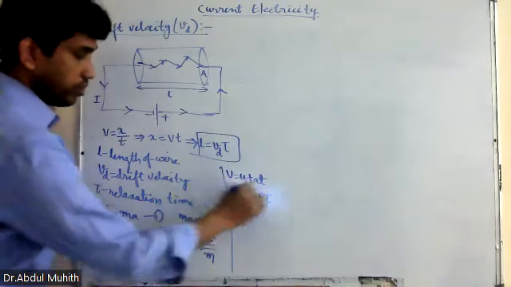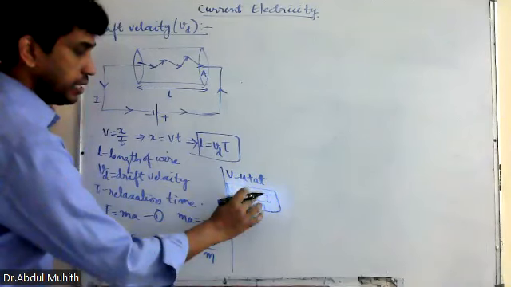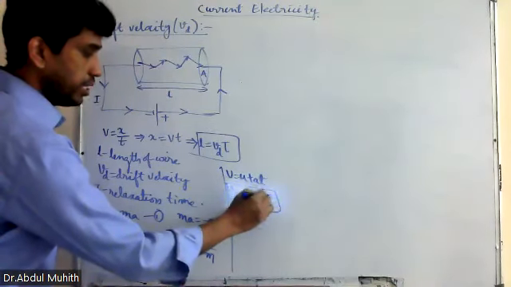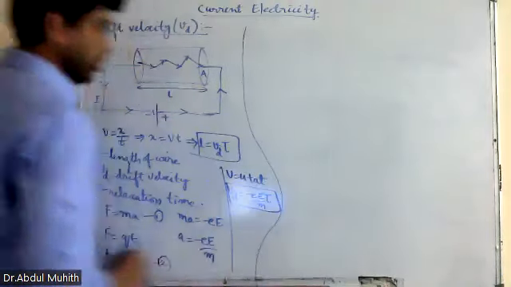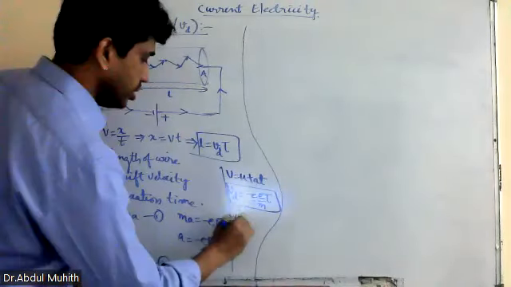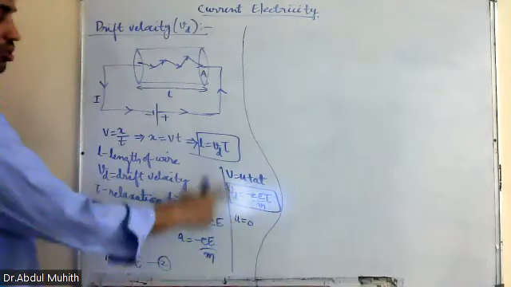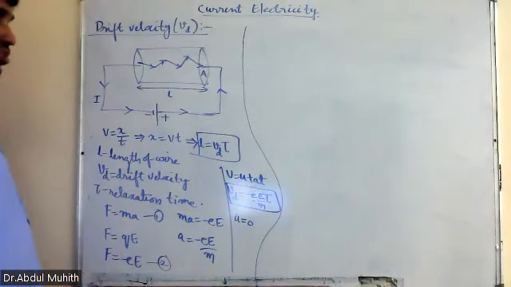This is the first derivation. The formula is VD equal to minus E capital E tau by M. This is the first formula. In the second derivation here, initial velocity is 0. Keep that in mind. We have substituted all these values and we got the answer.